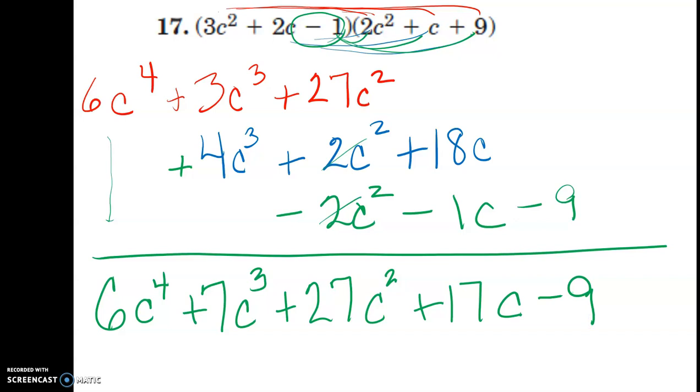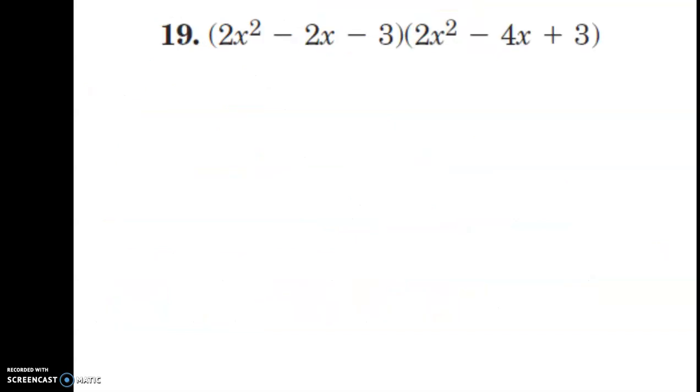Wow, we have a polynomial that has a degree of 4. We're going all the way from c to the 4th power, all the way down to not having any c's at all. Let's try one more. I'd pause the video, give 19 a try, and see how it works out when we come back. All right, so let's see how you did.